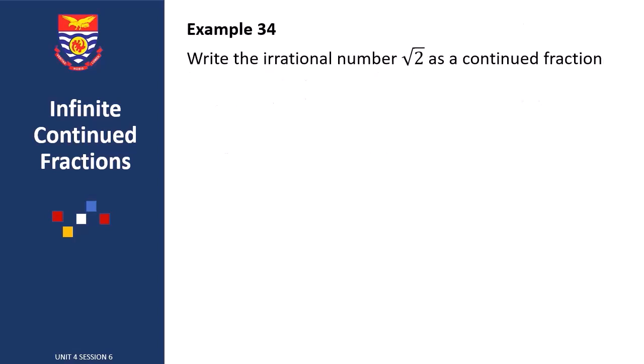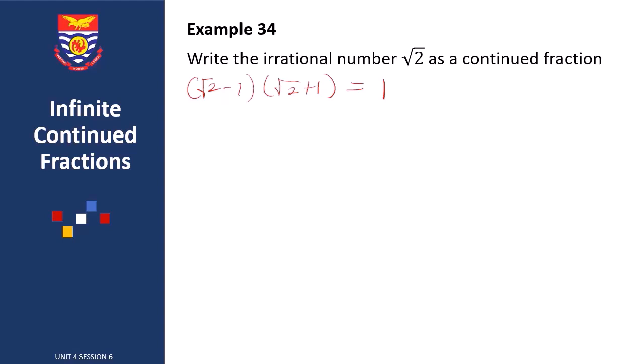Okay, let's prove the irrational number root 2 as a continued fraction. So we want to do that. You have so many ways you can do it. Let me see if I can think of using the conjugates. So if I write root 2 minus 1 multiplied by its conjugate, that's root 2 plus 1, what do I get? The answer is 1. I hope you agree with me.